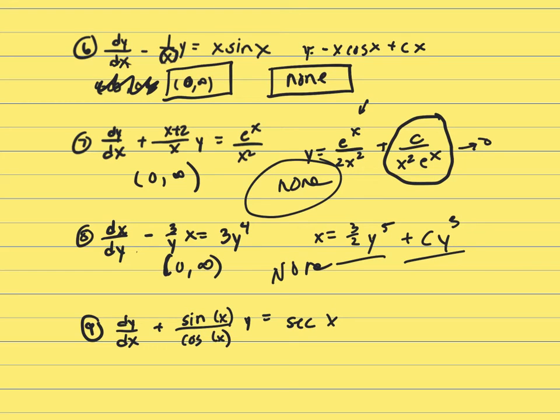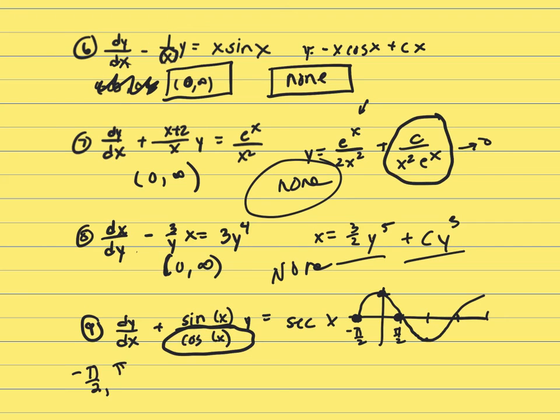And now last but not least, look at number 9. You can't let that be 0. And if I look at the cosine curve, it looks like this. It's 0 at pi over 2 and negative pi over 2, and it's positive everywhere else except at those endpoints. So your largest interval will be negative pi over 2 to positive pi over 2.